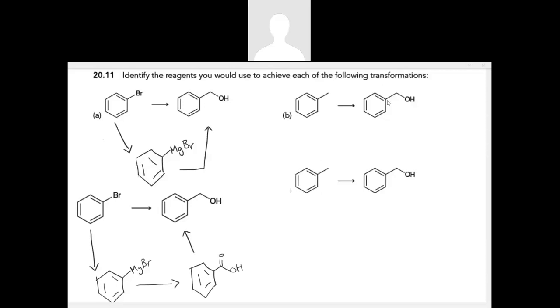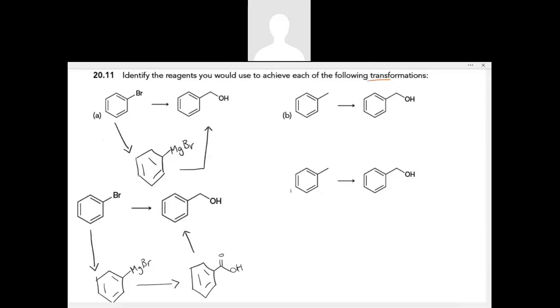For Chapter 20, Problem 11, we are asked to identify the reagents that we could use to achieve these transformations shown below. So we're given Part A and Part B, but I have replicated a couple of the structures here because with any synthesis problem, we know that we can have multiple pathways to get this transformation to occur.